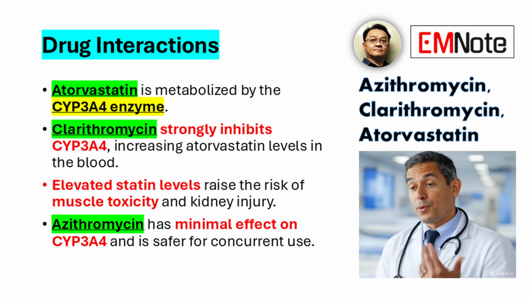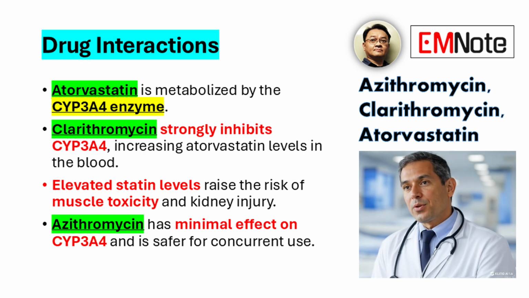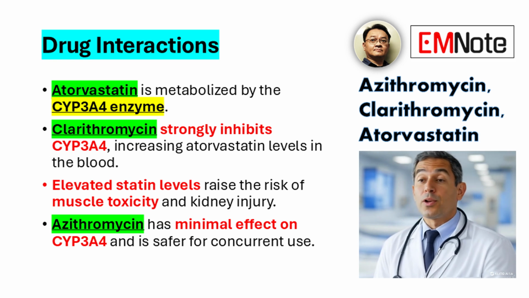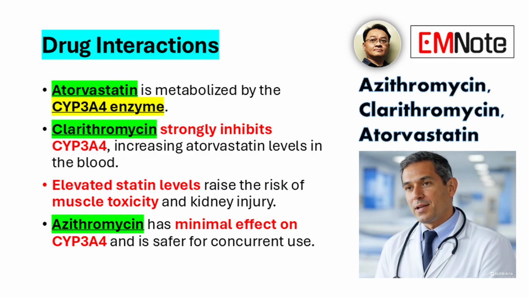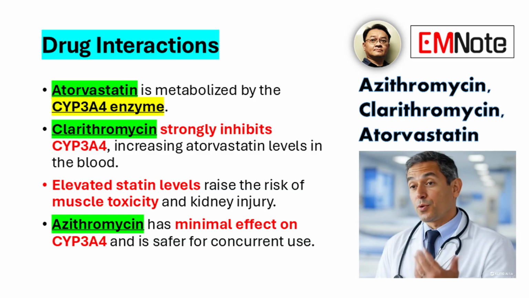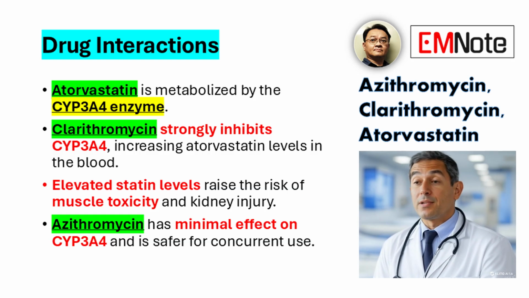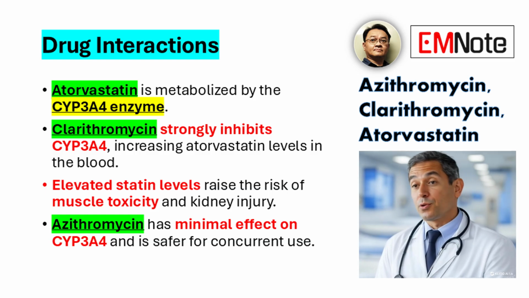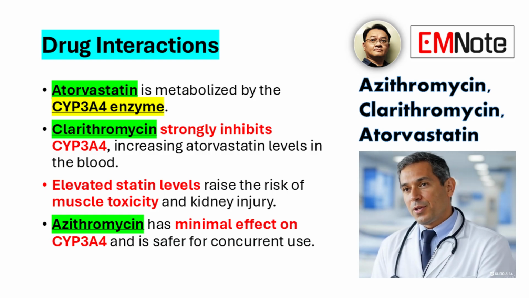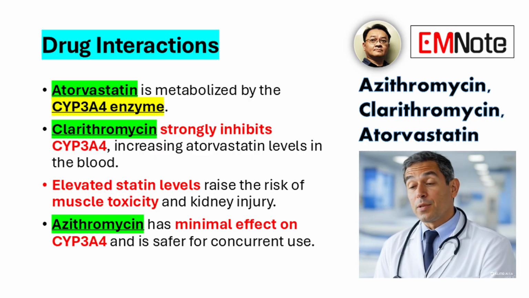Here's why. Atorvastatin is a widely used statin that relies on the cytochrome P450 3A4 enzyme for breakdown. Clarithromycin, a macrolide antibiotic, strongly inhibits this enzyme. When clarithromycin is given with atorvastatin, it slows down the breakdown of the statin, causing higher levels in the blood. This increases the risk of muscle-related side effects, including myopathy and rhabdomyolysis, which can lead to life-threatening kidney damage.